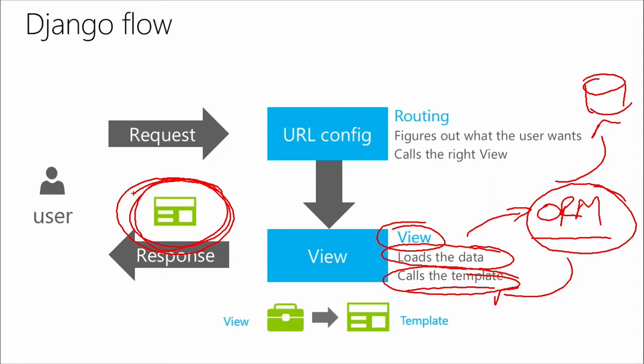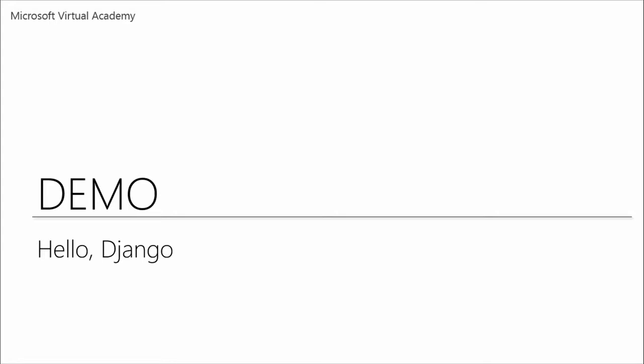So that's what's going to wind up happening with all of this: we're going to have our URL config, which is going to have our routing. It's then going to call the appropriate view, which is going to go load the data, call the templates, and then eventually send that out the door. Or I think the best way to actually do it is let's get in and actually see it.